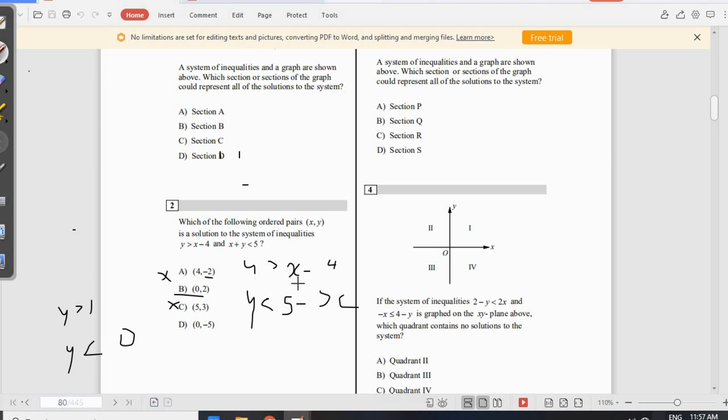What about D? D says you should put 0 in here. So we have y is greater than minus 4, since 0 minus 4 is minus 4. Here we see minus 5. Minus 5 is not greater than minus 4; minus 5 is less than. So D is not an option. The only answer we have is B. Alright, let's go to the next one, question number 3.